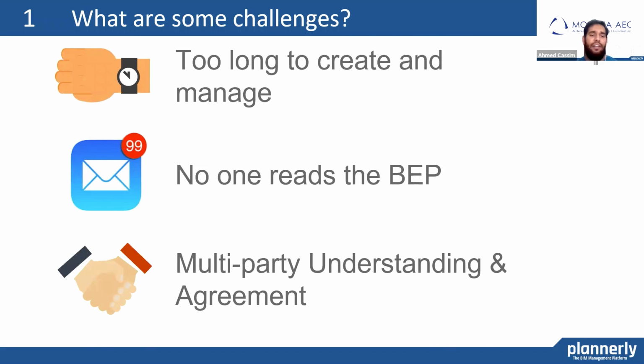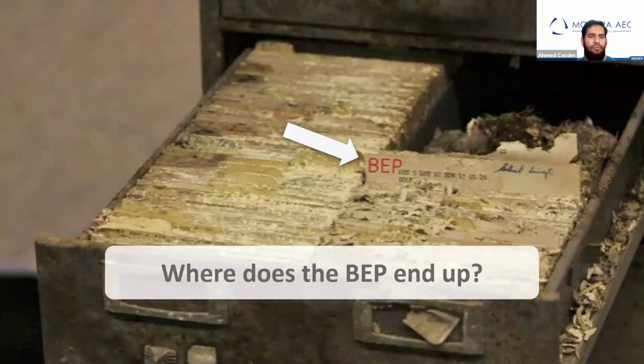We also hear that some are created as a PDF, are not read, get filed away. Yes, in the bottom drawer they're gathering dust. Only reviewed if there is a problem that needs to be addressed. So a question that we ask is, when does the BEP get used? And the answer mostly is usually when the dirt hits the fan. How do we make sure that it doesn't end up in that drawer gathering dust?